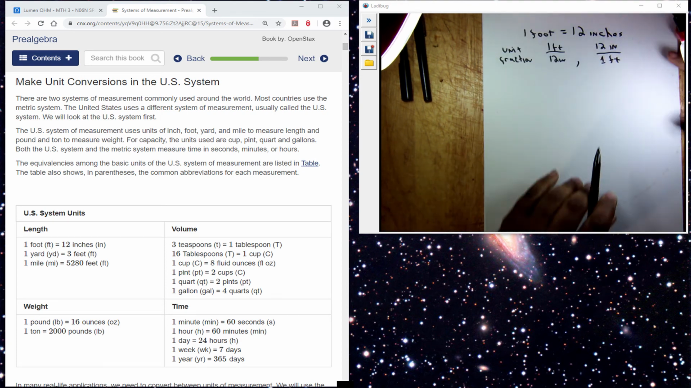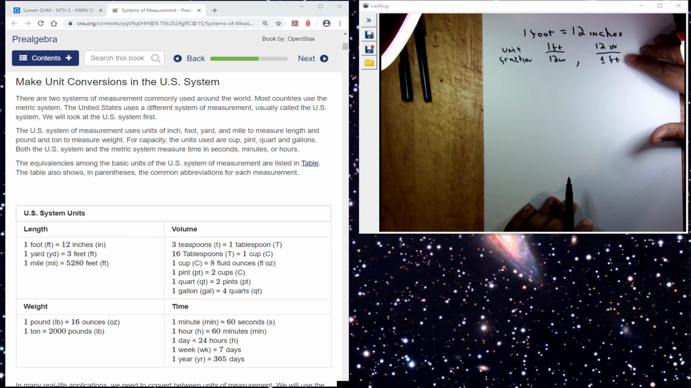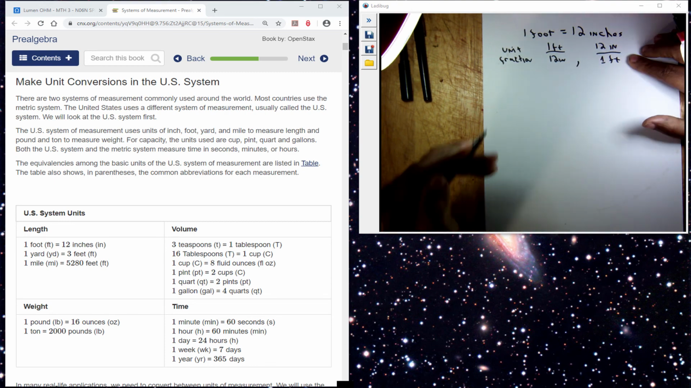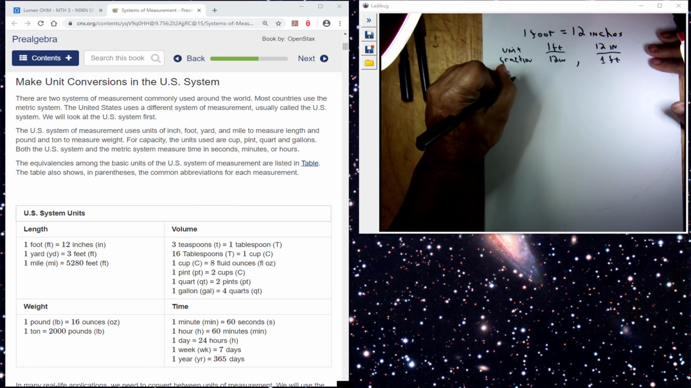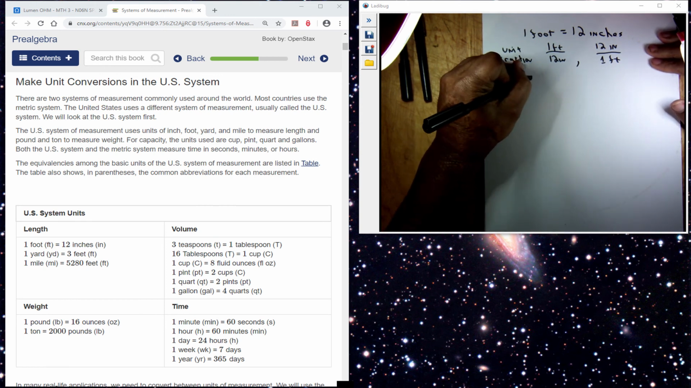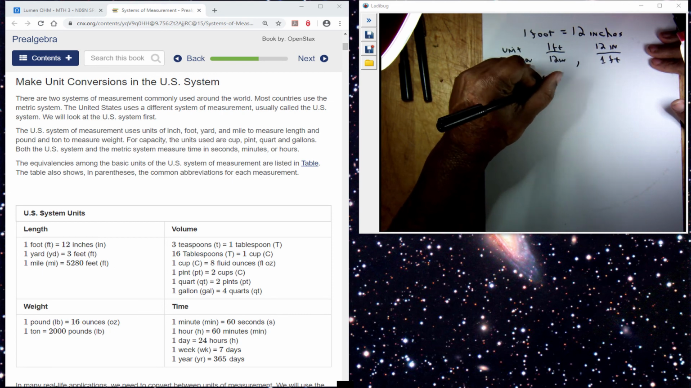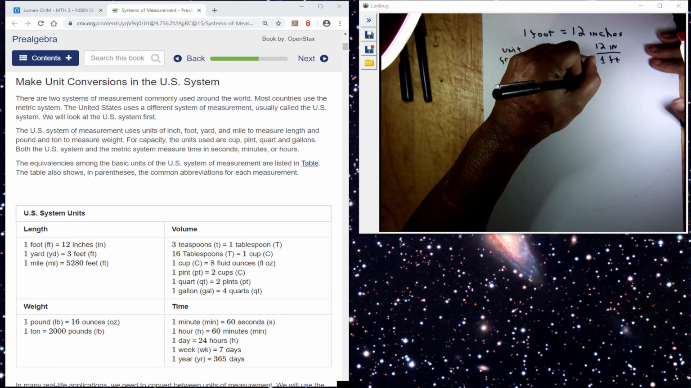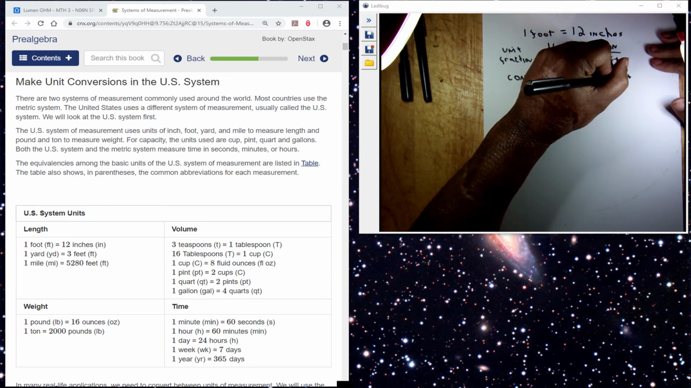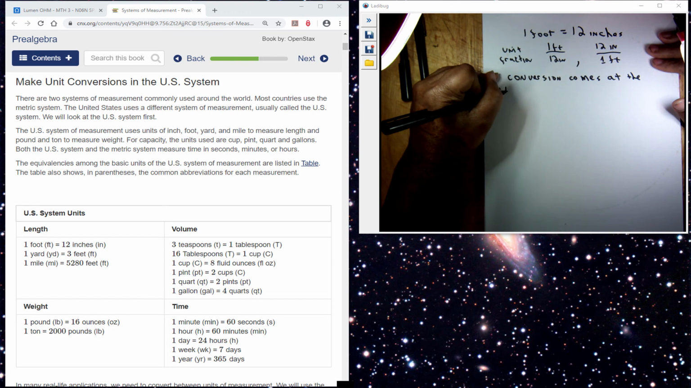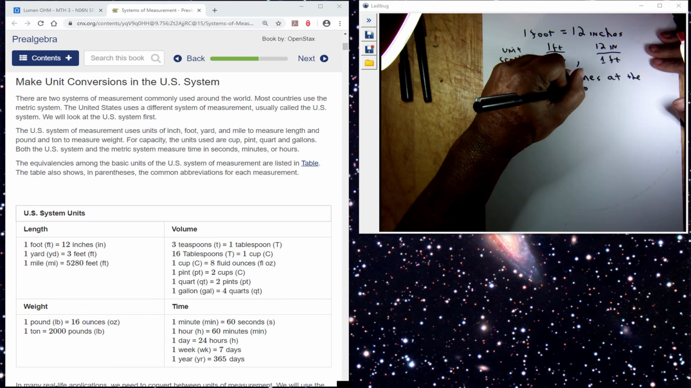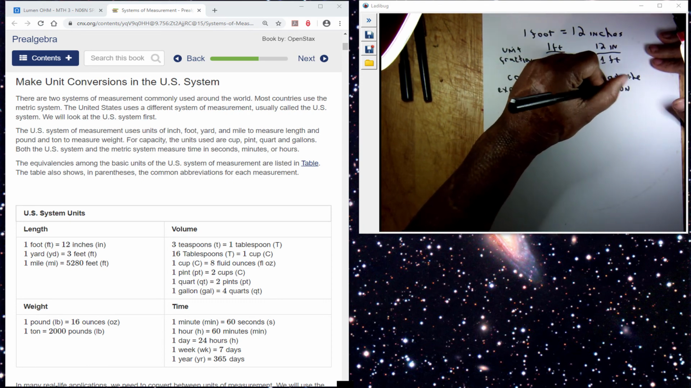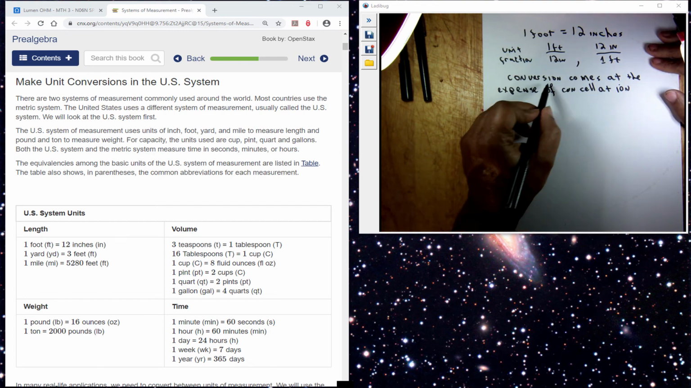Now we would use these unit fractions to convert from one unit to another. See, the conversion comes at the expense of cancellation. The conversion comes at the expense of cancellation.